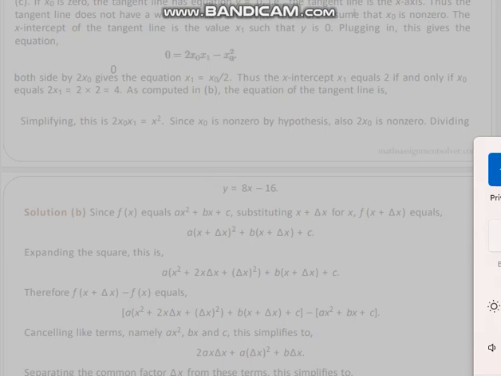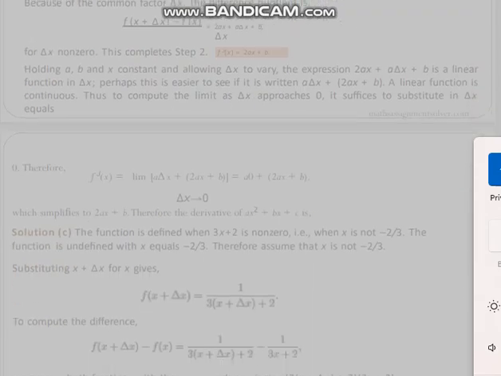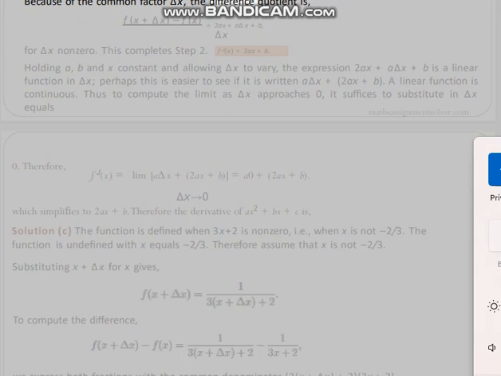This completes step 1. Because of the common factor delta x, the difference quotient, (f(x plus delta x) minus f(x)) over delta x, equals 2ax plus a delta x plus b, for delta x non-zero.